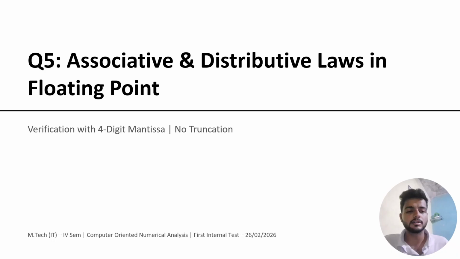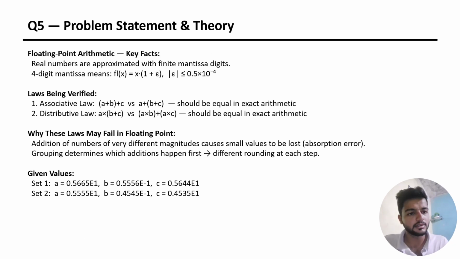So we'll move on to our last question: associative and distributive laws in floating point. Verification with 4-digit mantissa, no truncation. Problem statement and theory. Floating point arithmetic key facts: real numbers are approximated with finite mantissa digits. A 4-digit mantissa means fl(x) = x(1 + e), where |e| is less than 0.5 × 10^-4.